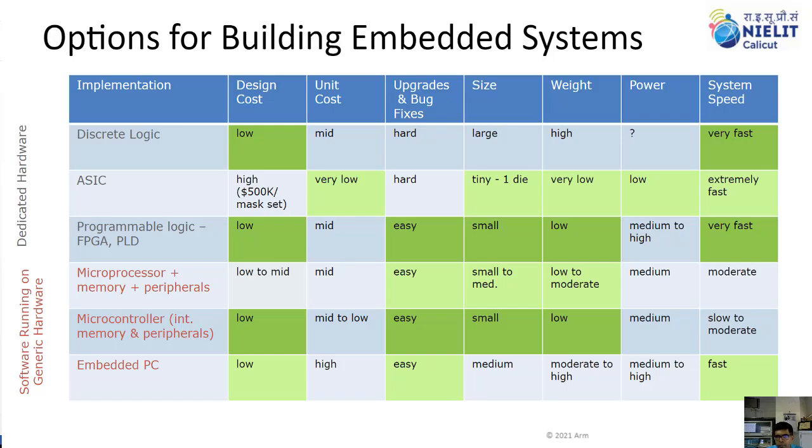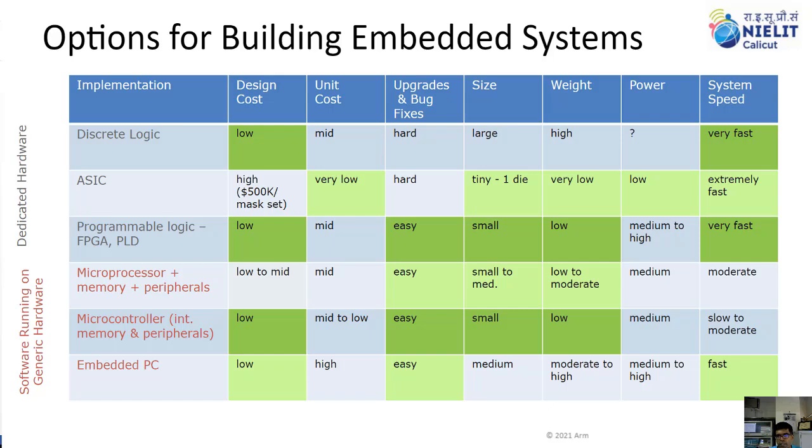The upper portion we generally call a discrete logic, or maybe an ASIC-based design, or an FPGA or PLD-based design. And coming to the discrete logic, the design cost will be really less, but bug fixing will be really hard if you are using discrete logic, and the total size is large compared to the others. Whenever the size increases, the weight is also high, but the system speed is really fast, extremely fast we can say. And the case is the same for ASIC as well as for FPGA.